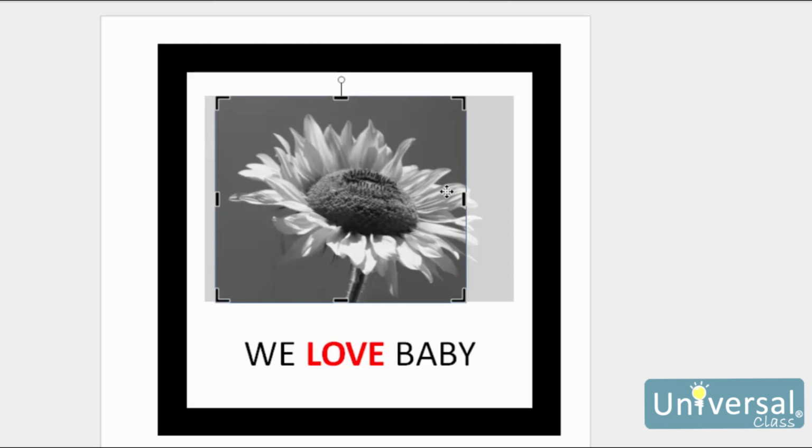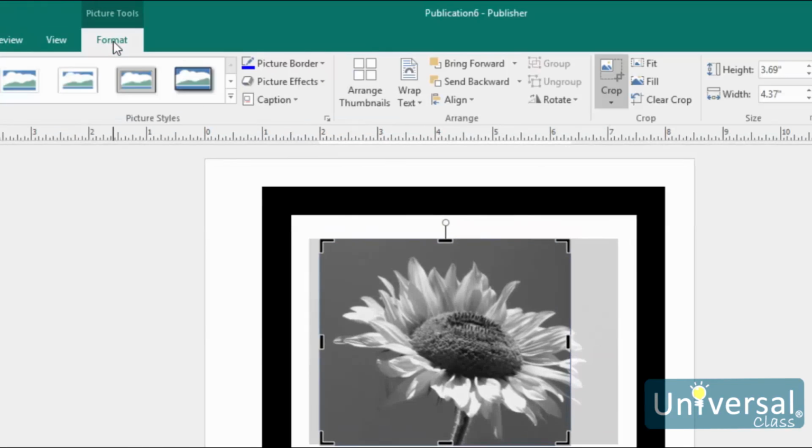Next, go to the Picture Tools Format tab on the ribbon. Go to the Crop group. Click on the downward arrow on the Crop group button, then click on Crop. The outside of the image is now cut away.